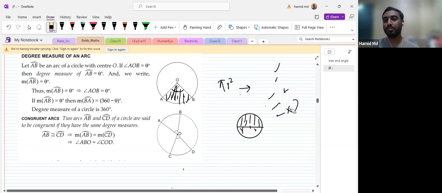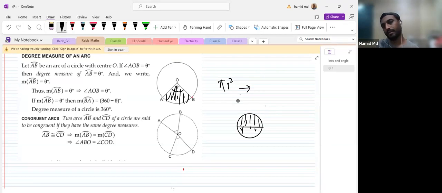So what was my question? The area of a complete circle is pi r square, where r is the radius of the circle. My question is, what is the area of the upper part of the circle that is shaded? It will be half, half pi r square. Yeah, half pi r square. Now tell me.